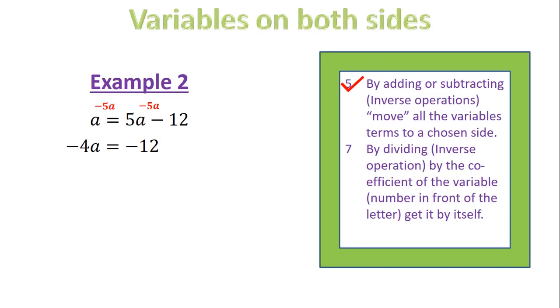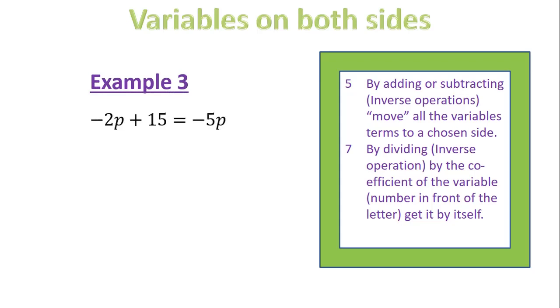Let's look at step 7. By dividing by the coefficient of the variable, get it by itself. So what is in front of my a? It's a negative 4. So by dividing by what's in front, we divide both sides by negative 4. Negative 4a divided by negative 4 gives me a. That equals negative 12 divided by negative 4 equals 3. Step 7, done. A equals 3. That is my final answer.